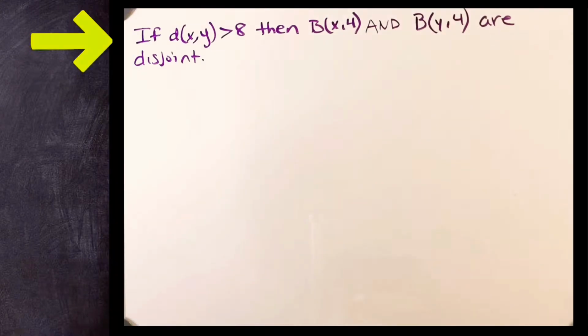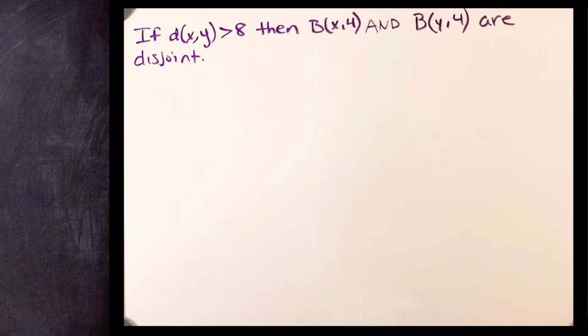So in this example, we're going to prove the following theorem. The theorem says that if the distance from point X to point Y is greater than 8, then a ball that's centered at X and has a radius of 4 and a ball that's centered at Y and has a radius of 4 are disjoint.